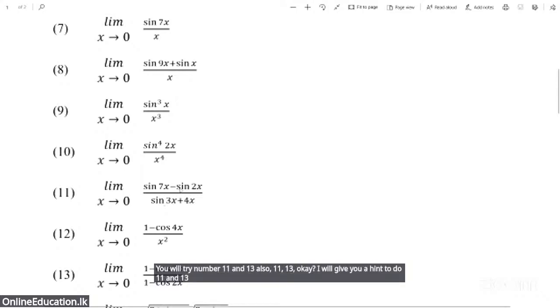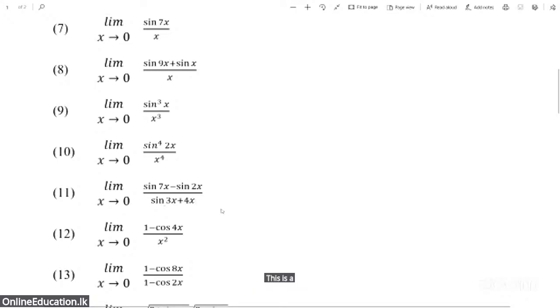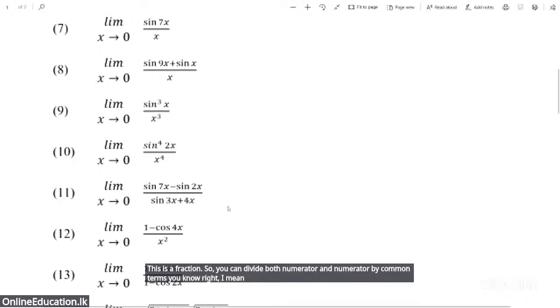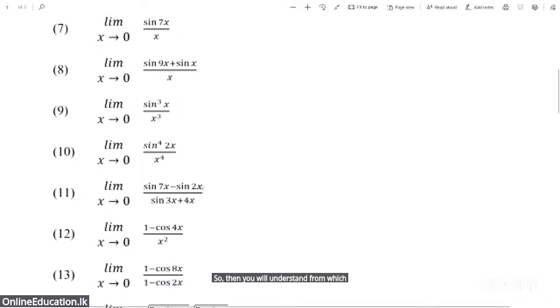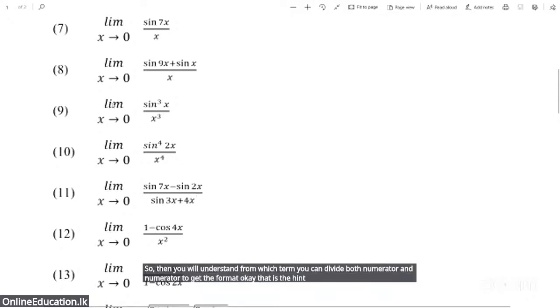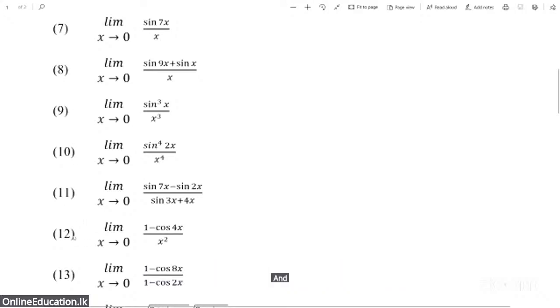You can divide. This is a fraction. So you can divide both denominator and numerator by common terms. I mean, you can get equivalent fractions by dividing by the same thing. So try to get the format sin x over x when x tends to 0, right? Then you will understand from which term you can divide both denominator and numerator to get the format. Okay, that is the hint. Do all the questions. I mean, 7, 9, and 12 we did, no? Do the rest of the things. 8 that you can see on the screen. 8, 10, 11, and 13.